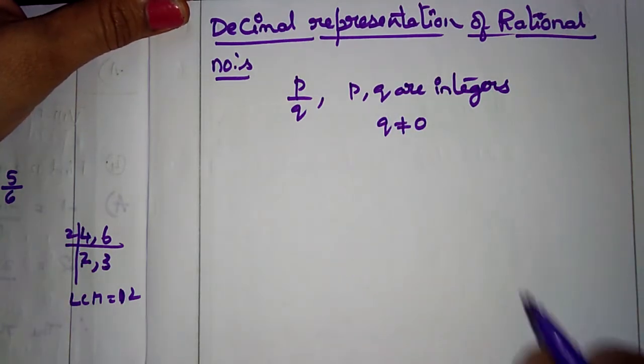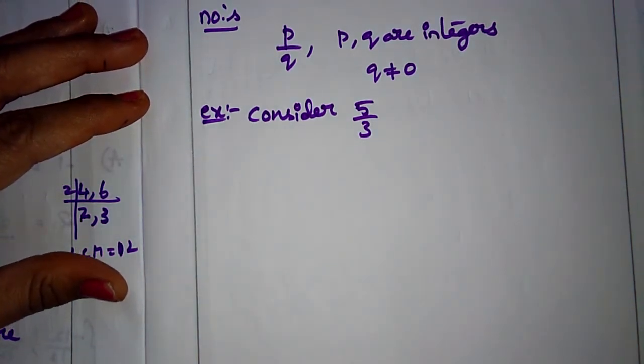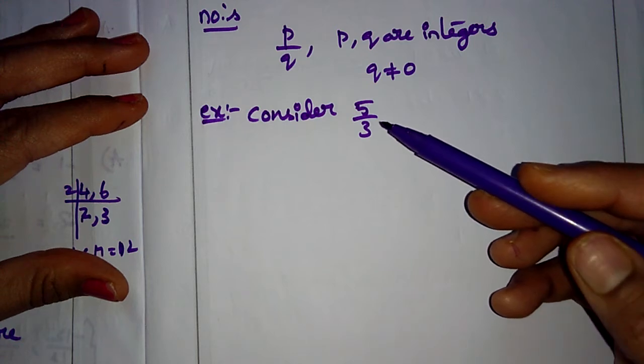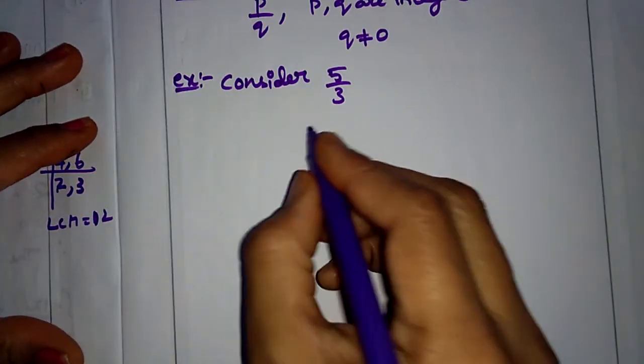First type I will explain to you now. Children, now the question is, convert this fraction into decimal form. Convert this fraction into decimal form. See this, children, here how we will do.